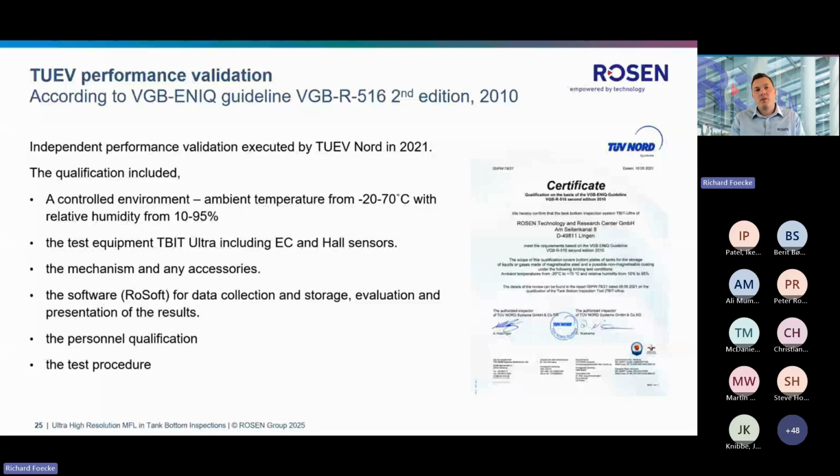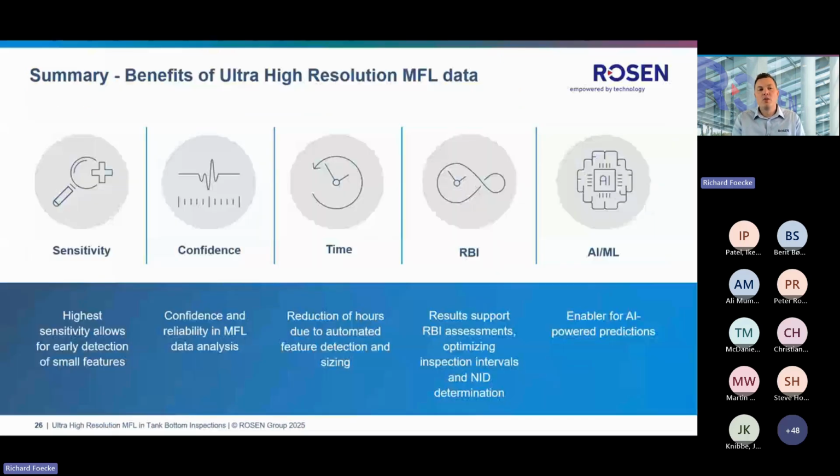So let's summarize. What are the benefits of ultra high resolution MFL data? First of all, the sensitivity. With the highest sensitivity sensor spacing of 1.6 millimeter, we can very early detect corrosion defects from 10% and 2 millimeter in diameter. We have a huge confidence in the data because MFL has been used for more than 40 years in the industry. And meanwhile, we have a very reliable data analysis, also supported by certain algorithms and also validated to a huge extent.